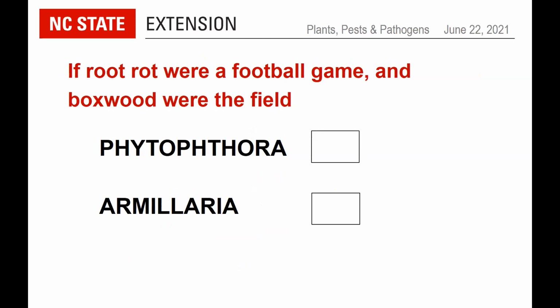And I looked back at the data from 2008 to the present in boxwoods and landscapes. And if this were a football game, there would be no contest here. There were 119 Phytophthora diagnoses racked up on boxwoods during that time, but only 7 for Armillaria. So when you've got a root rot problem with boxwood, then Phytophthora is going to be your first hypothesis.